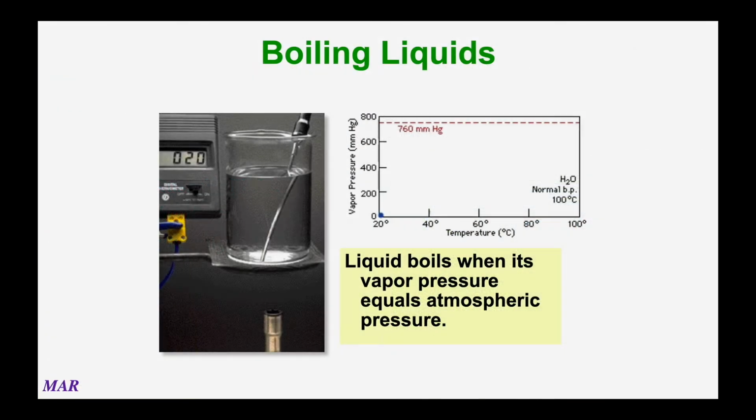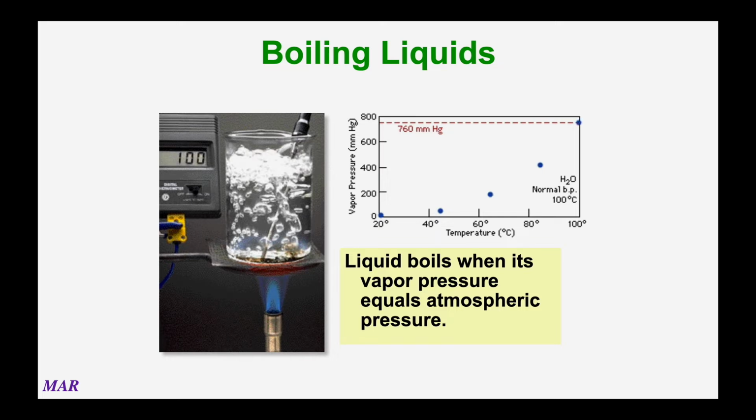As heat is added to a beaker of water, the vapor pressure of the water increases, thereby increasing the rate of evaporation. If enough heat is added, the vapor pressure of the water equals the atmospheric pressure. At this point, large bubbles of vapor begin to form in the liquid, and the liquid boils.